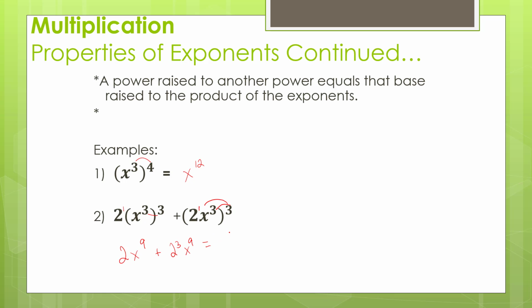Well, this can certainly be cleaned up. So we're going to end up with 2x to the 9th power plus 2 to the third power. 2 times 2 is 4 times 2 is 8. X to the 9th power. And now we would see that we have common bases, and both of them have the same power, so they're like terms. 2x to the 9th and 8x to the 9th gives me 10x to the 9th.